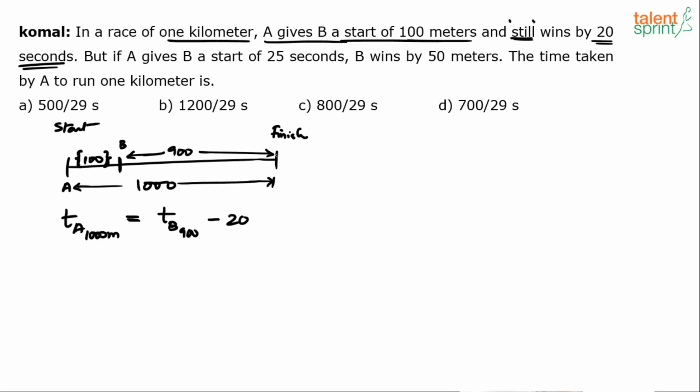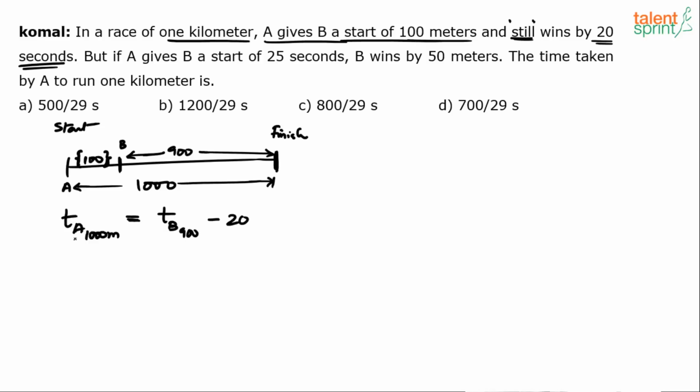When A reaches the finishing point, after 20 seconds B reaches. Yes or no? When you say I have won the race by 20 seconds, meaning what? You reach the finishing point, and after 20 seconds the second person comes. Which means A took time T, let's say, to cover this 1000 meters. B took 20 seconds more, or A took 20 seconds less, either way. B took 20 seconds more to cover 900 meters, not 1000 meters. So B has to cover only 900 meters, but still he takes 20 seconds more when compared to A who has to cover 1000 meters. Yes or no? So that's one case.